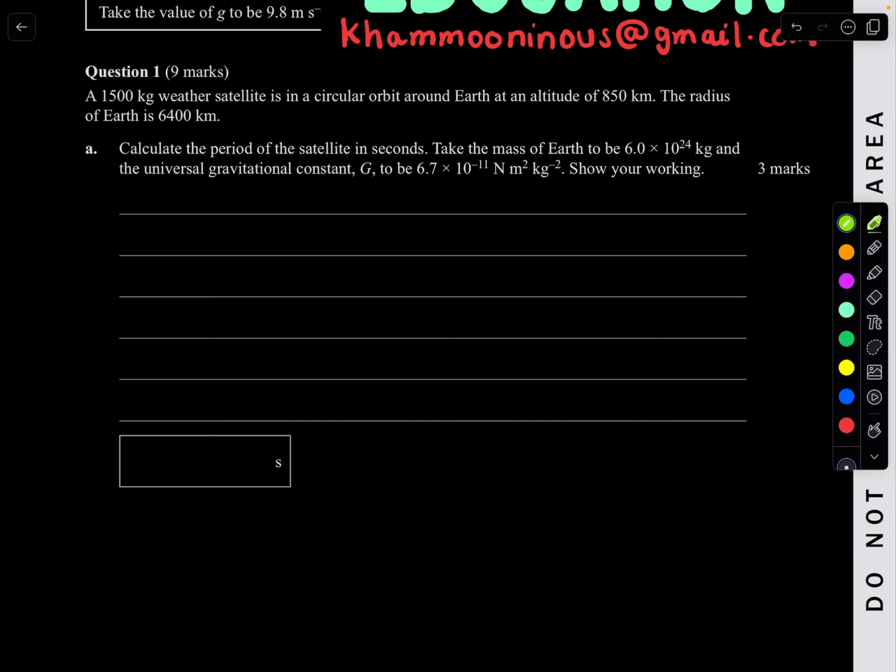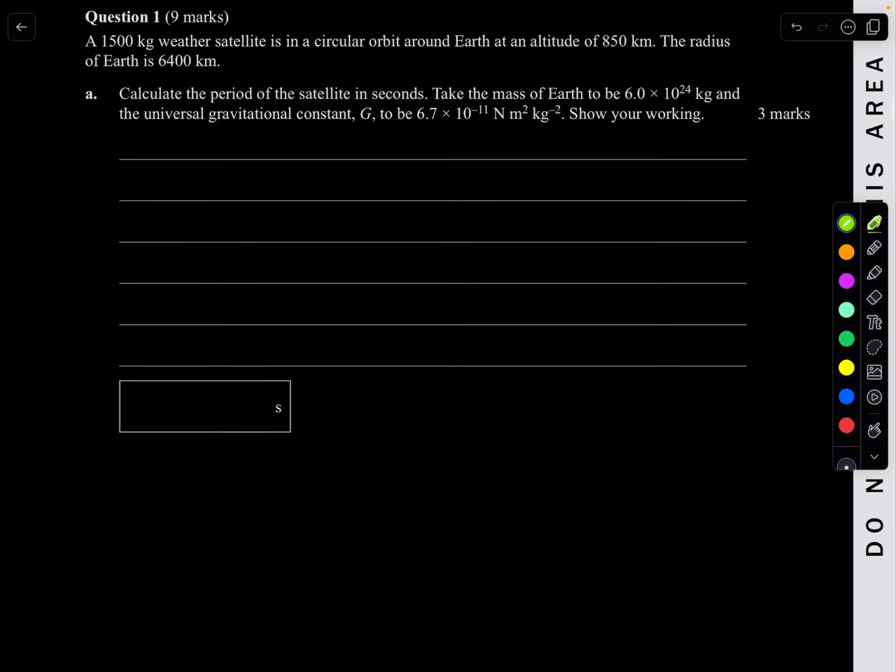Question 1. A 1,500 kilogram weather satellite is in circular orbit around the Earth at an altitude of 850 kilometers. The radius of Earth is 6,400 kilometers. Calculate the period of the satellite in seconds. Take the mass of the Earth to be this and the universal constant to be this. Show your working out. Not too bad.